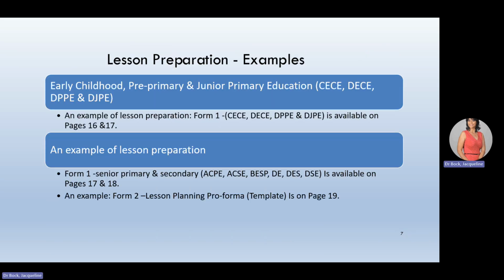Lesson preparation examples, we have already spoken about this. Pages 16 and 17 for the early childhood, the pre-primary, junior primary. And then we also have 17 and 18, which is now for the senior primary and the secondary phases. We do have these examples, so just templates are in the book. And we've also given you the page numbers, so just visit those page numbers to familiarize yourself with what we offered to you.